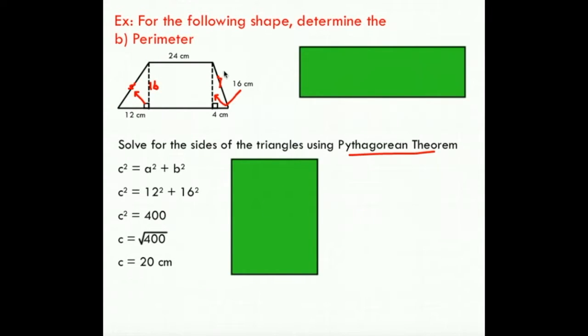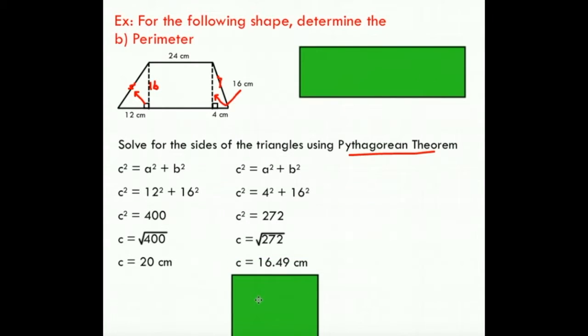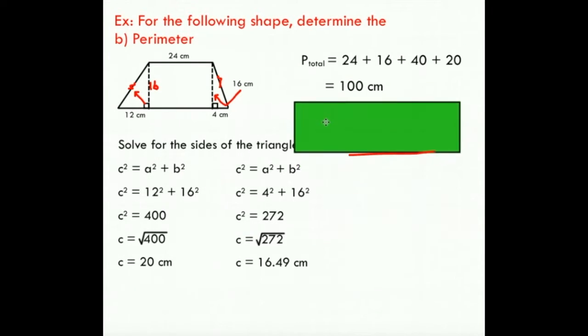So I'm going to do the same calculation for this triangle to find the hypotenuse of this triangle, and I end up with about 16.49 centimeters. So now that we have the measurements of all the sides of our shape, we can add them all together, and that'll give us our total perimeter.